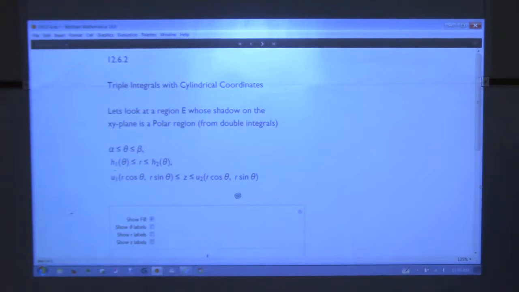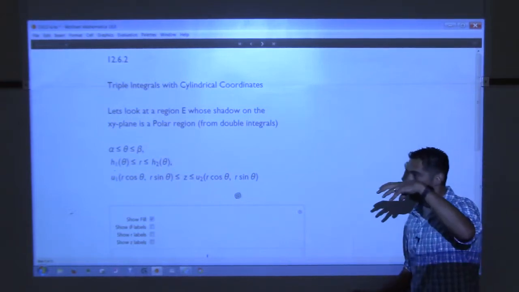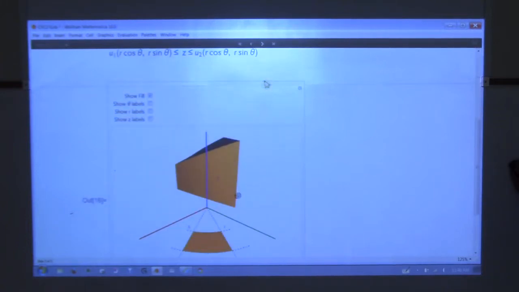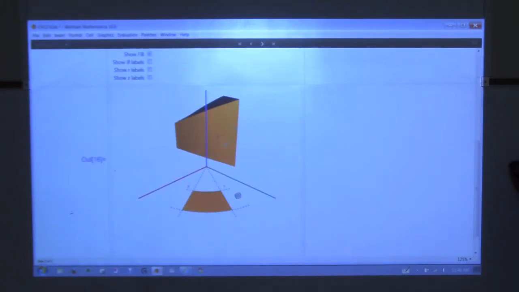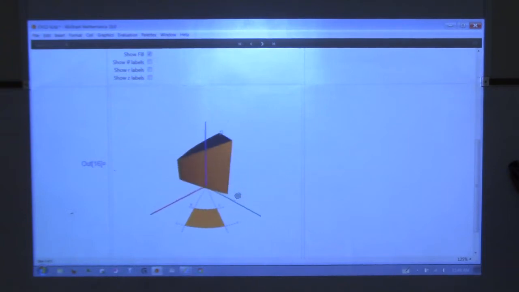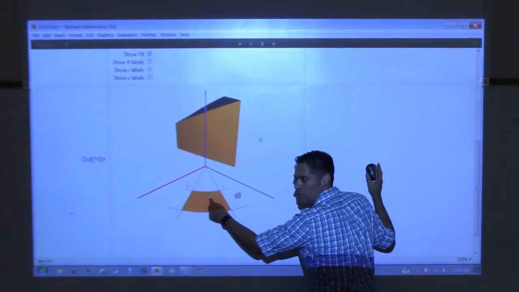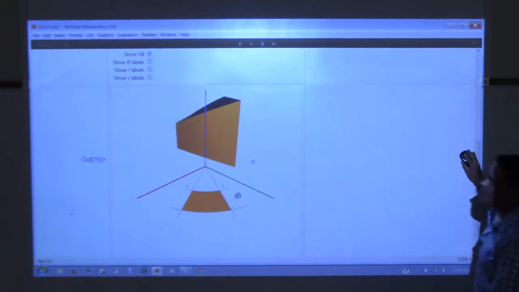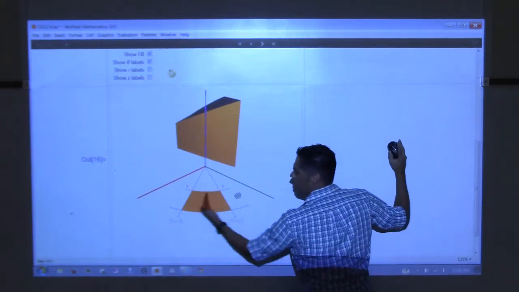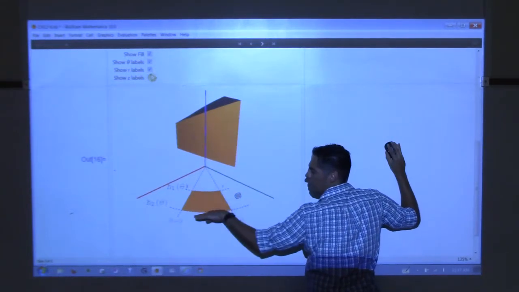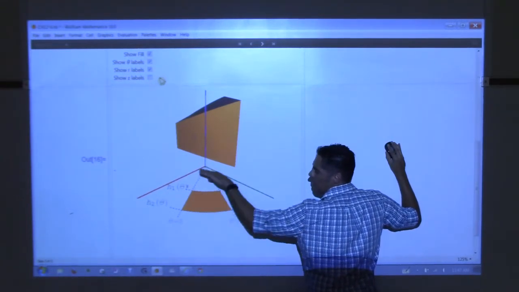But what if the shadow of that solid onto the ground is not type 1 or type 2? What if the shadow on the ground is a polar region? That's a polar region in two-dimensional space. So we have something like your theta is stuck between two constants, alpha and beta. Your radius is stuck between two functions of theta. Here they're constants, but they could be functions.